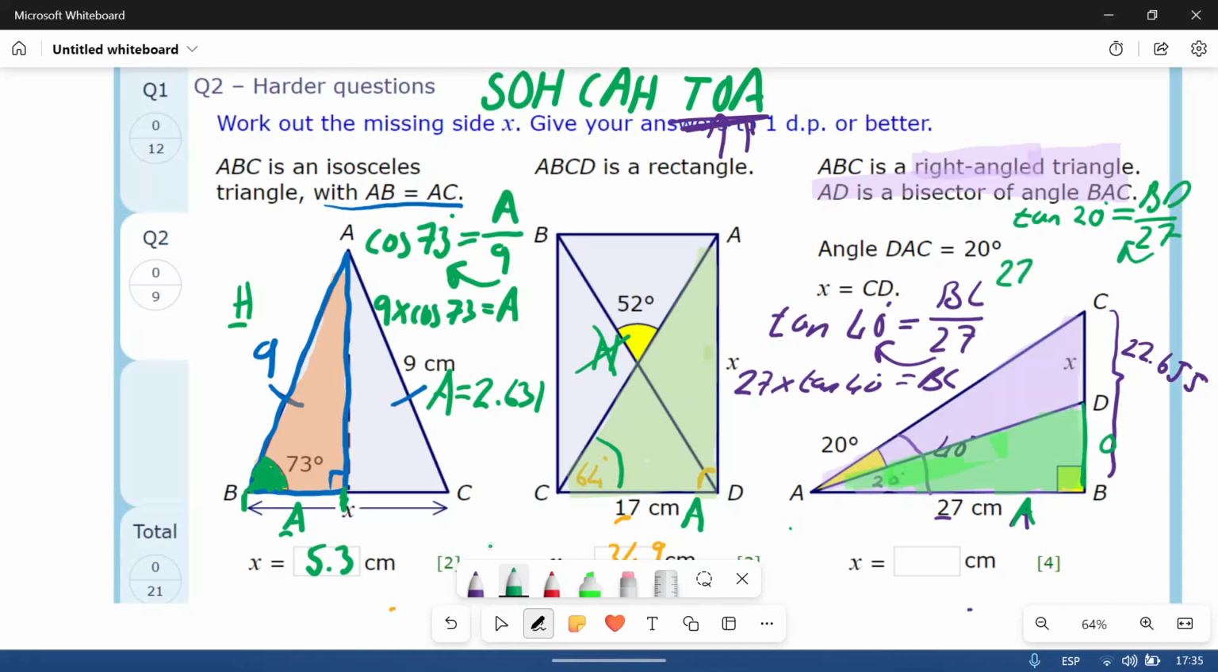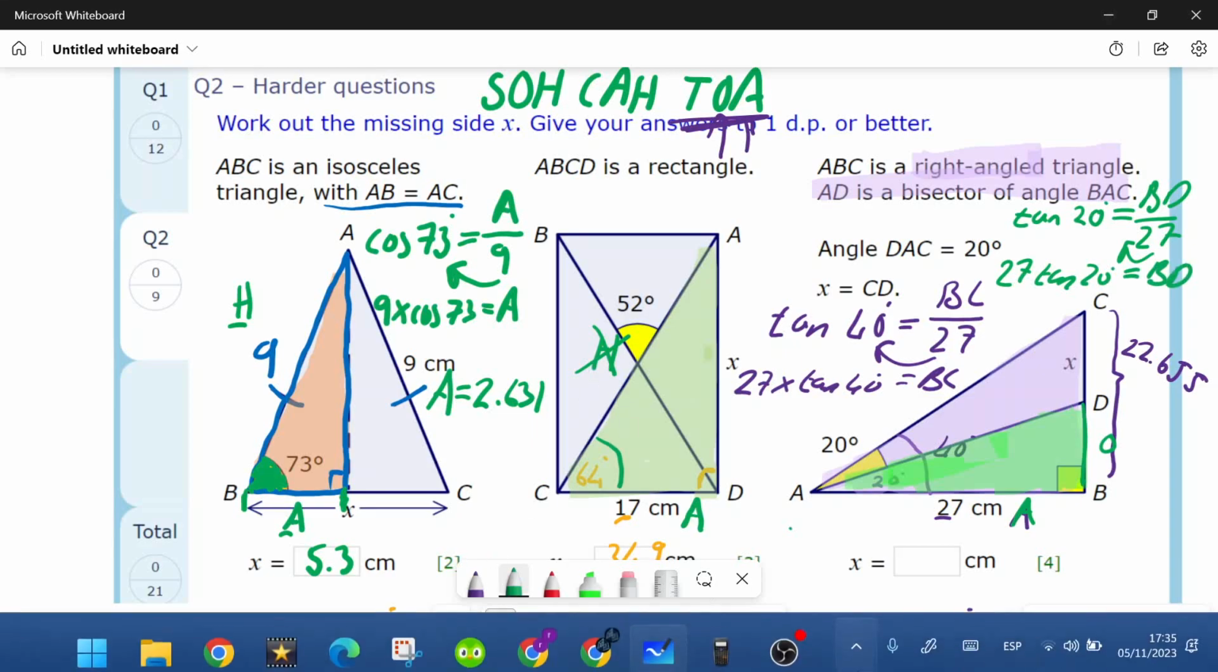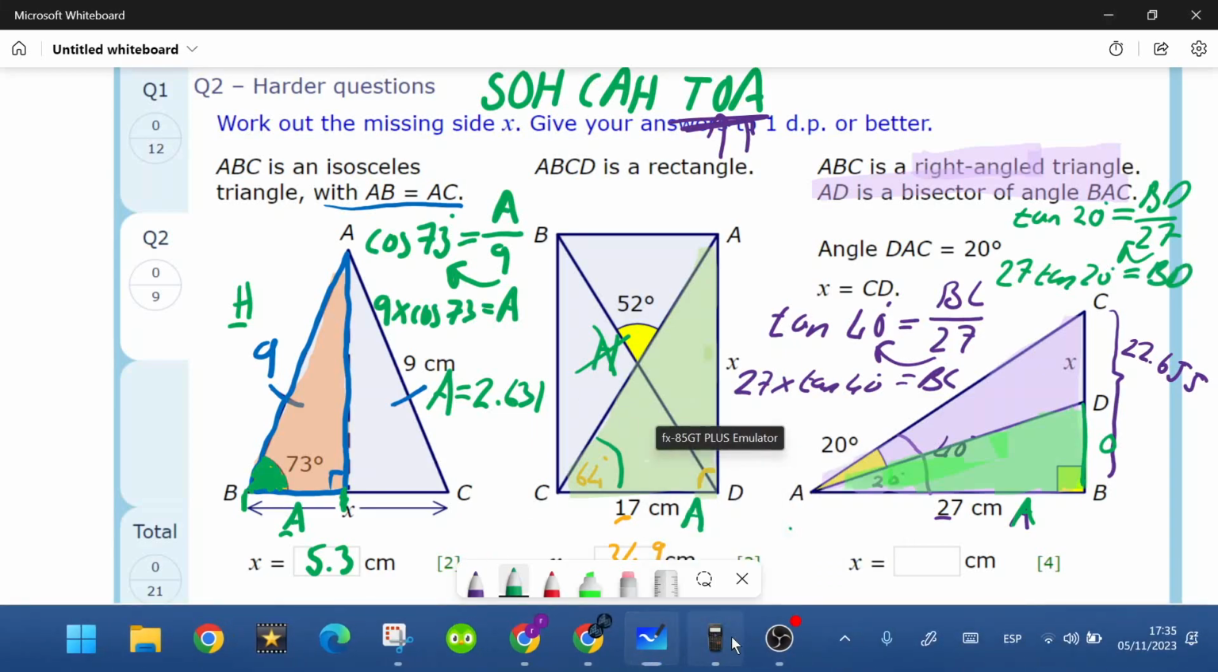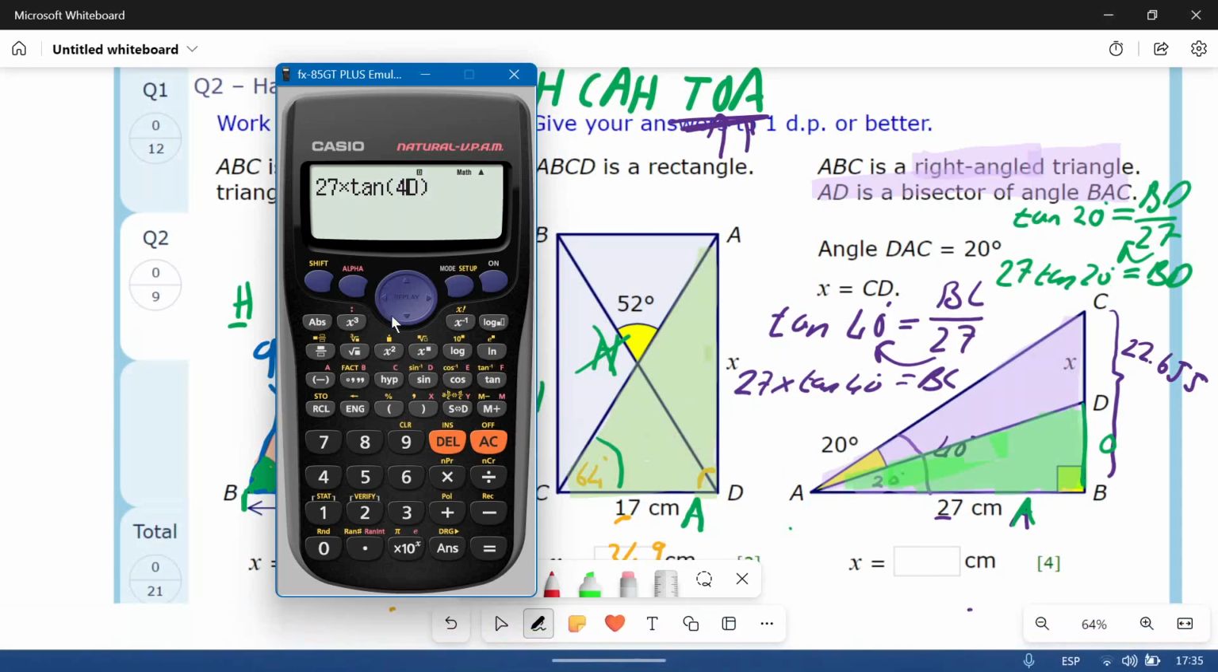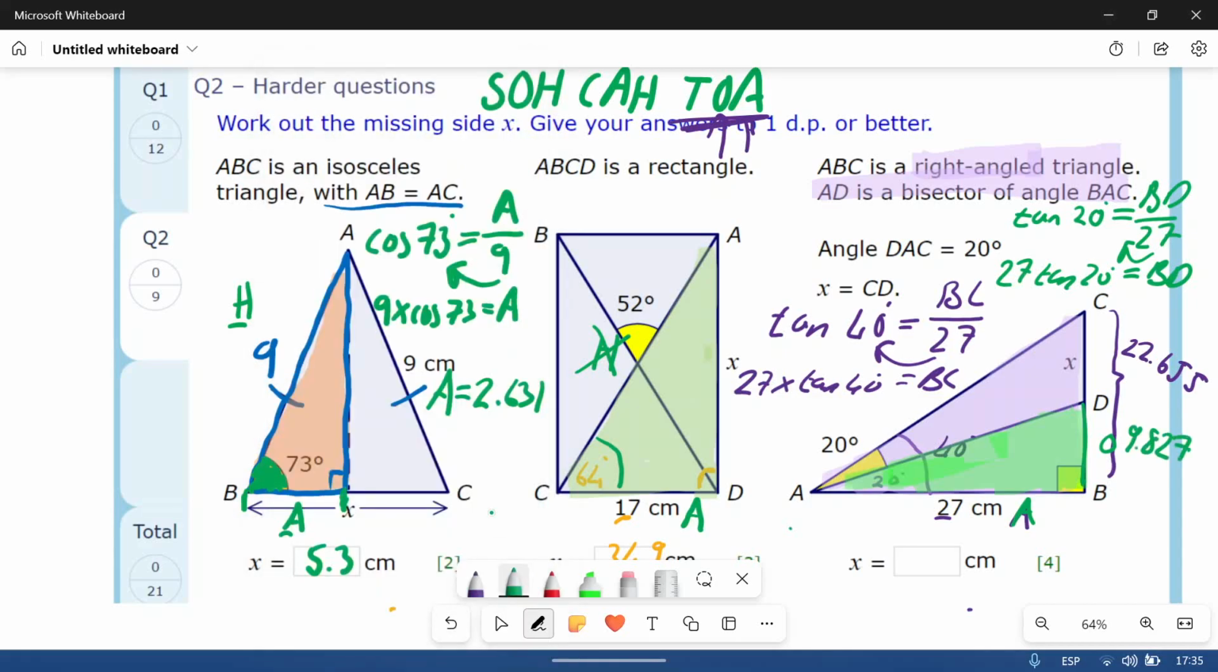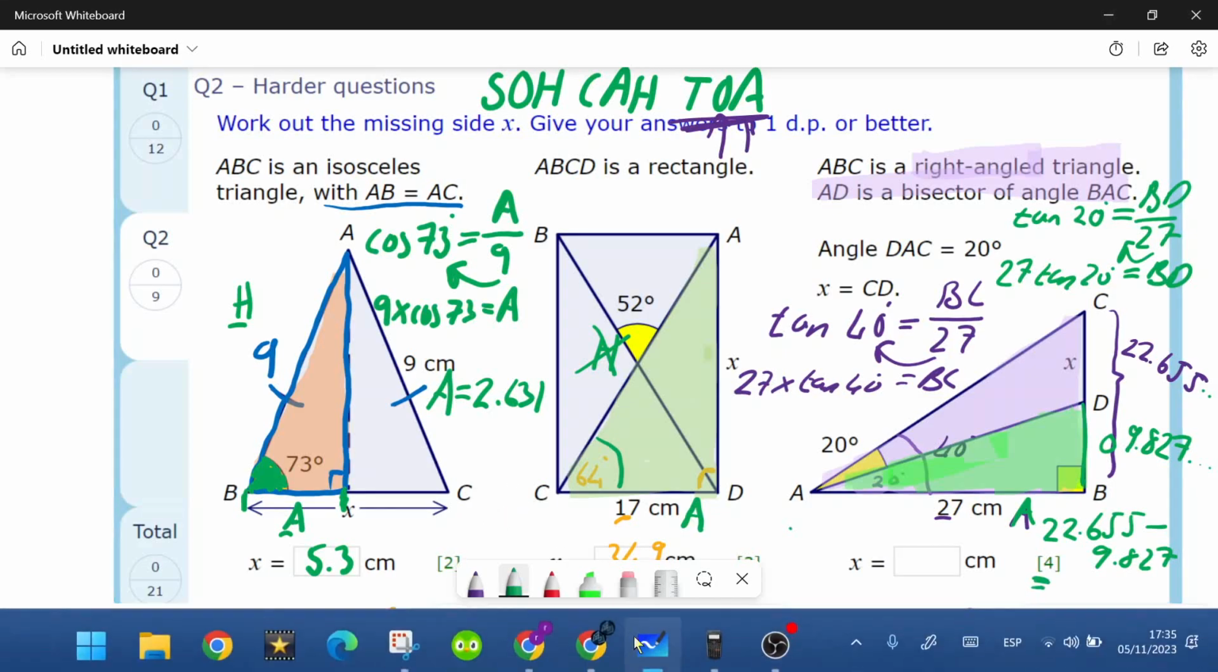Multiply it by 27 on the other side. Let's do that. We're doing the same, we just changed that for a 20. That gives 9.827. So this is 9.827, etc. If we subtract the one from the other, if we subtract 9.827 from 22.655, we will get the length of DC, X.